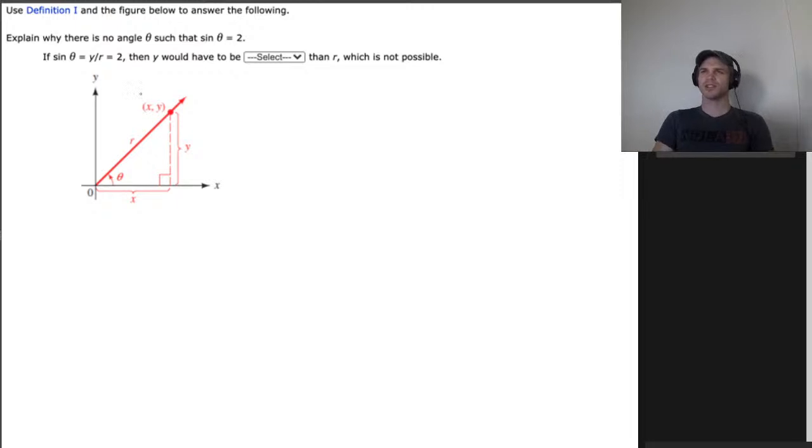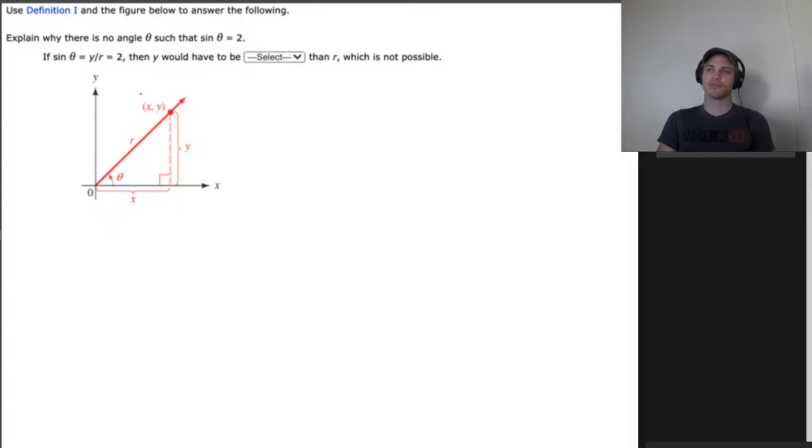Okay, so it says use definition 1 in the figure below. Answer the following. I don't know what definition 1 is, so we'll have to see if we can figure it out. Oh, I don't even know what the options are. Oh, no. Okay. I think we're not going to be able to do this one, but let's see. So explain why there's no angle theta such that sine of theta equals 2.